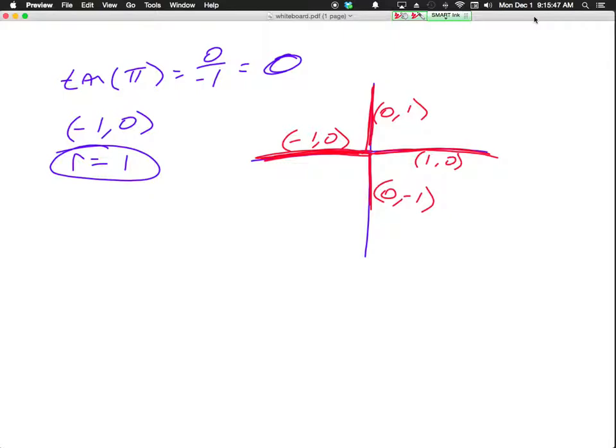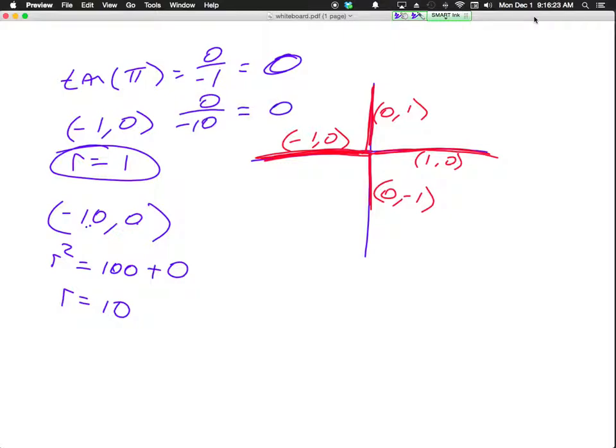Let's say in this case, another number I could have chosen was like -10 and 0. If I chose -10 and 0, that means R squared would be 100 plus 0, and R is going to be 10. So R is always going to be the absolute value of whatever number is in the problem that's not 0. But again, if I take my y value over my x value, 0 over -10, I still get 0. So it doesn't matter which number you pick, it will always give you the right answer.